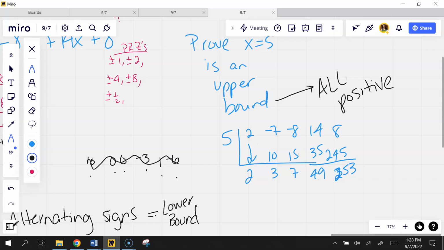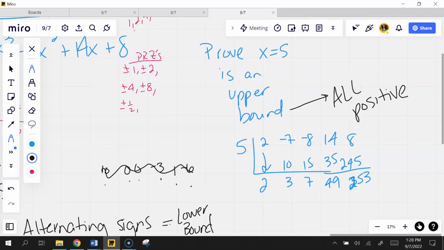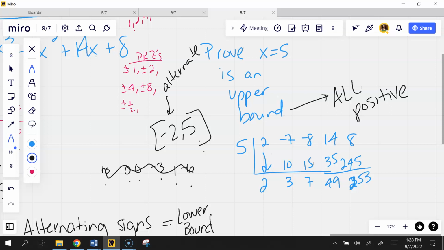So what this problem might look like is it might say, given f of x, prove that all zeros occur on the interval -2 to 5. I would divide by -2. If the signs alternate, then that proves that. I would divide by 5, and if the signs are all positive, then it's the upper bound. Does that make sense?